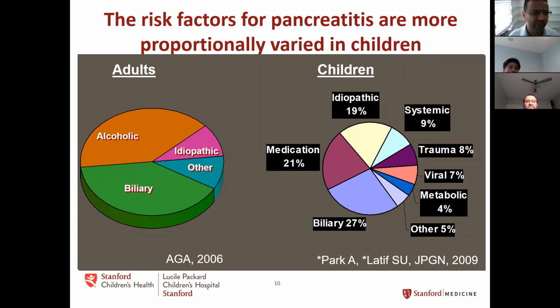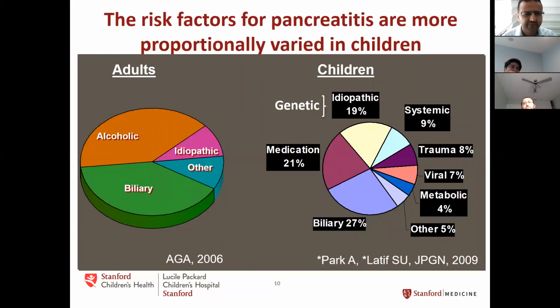What's really interesting about children is that whereas in adults the etiologies of pancreatitis are primarily biliary tract disease and alcohol, and then the rest squished in the pie, in children the etiologies are much more proportionally varied. Biliary tract disease is still the number one reason, followed by medications, which make up about a fifth of the pie. Then there are systemic causes, trauma, viral etiologies, metabolic, and other. And the idiopathic category has been largely closing in based on genetic associations.